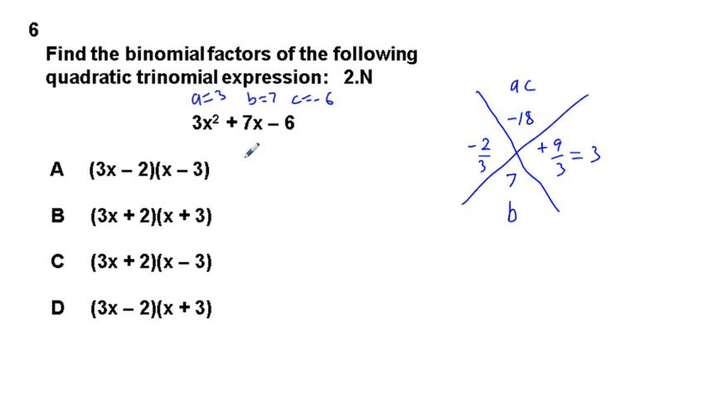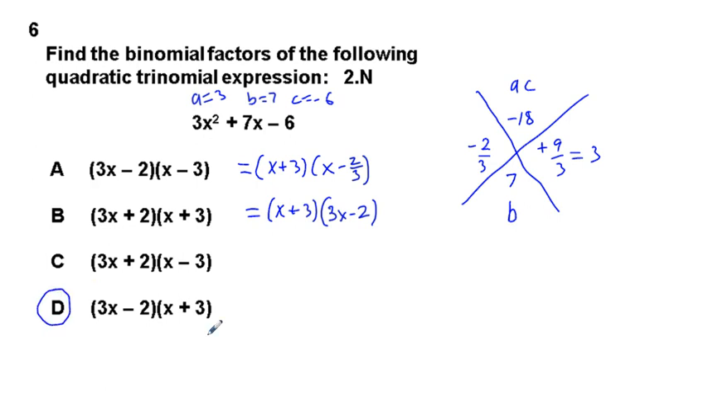And we simplify where we can on the right. So this thing here is going to be equal to x plus 3 and x minus 2/3. And using our bottoms up method, that's going to be equal to 3x minus 2, times x plus 3. And that's going to be answer choice D.